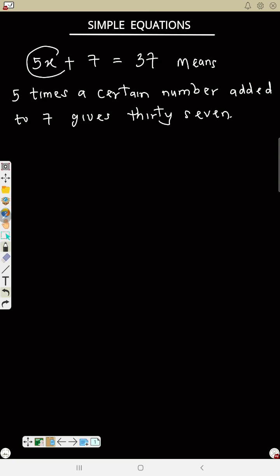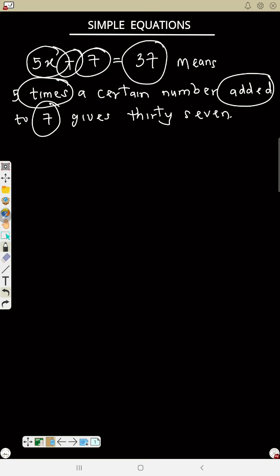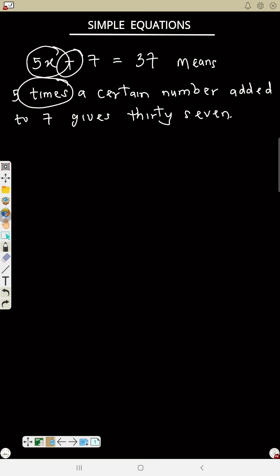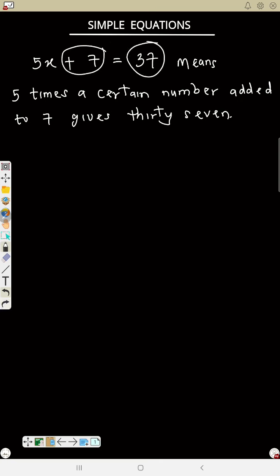So 5 times a certain number added, that is plus, to 7 gives 37. Do it one by one. 5 times a certain number added to 7 gives 37. Now let's see another number. Now what can you say about this?